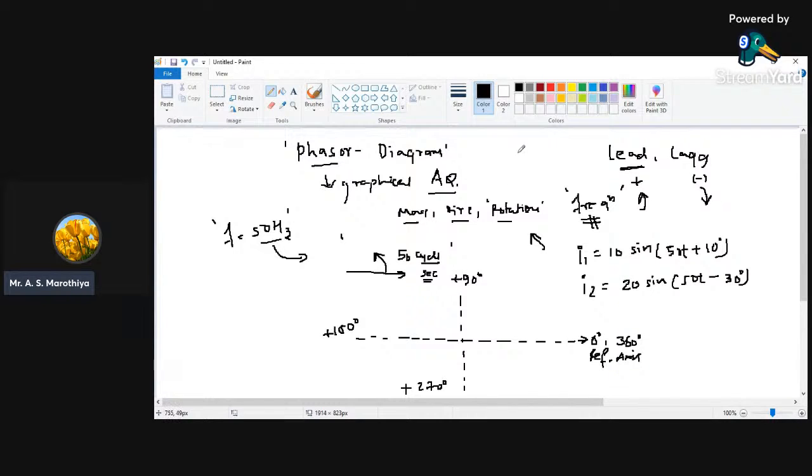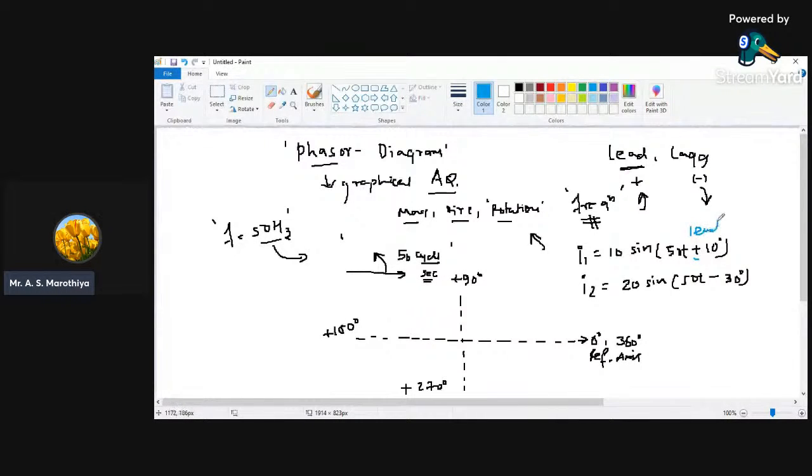And then we need to indicate these alternating quantities corresponding to their phasors. So here I1 is 10 sine of omega t plus theta, where omega t is 50t and theta is nothing but plus 10 degree. So plus means it is going to be a leading one.